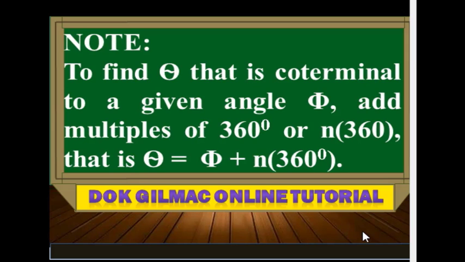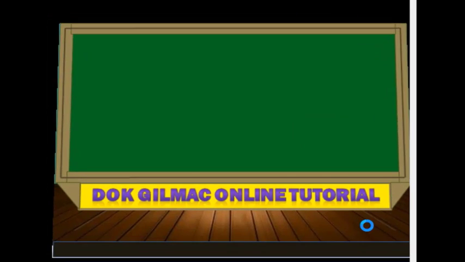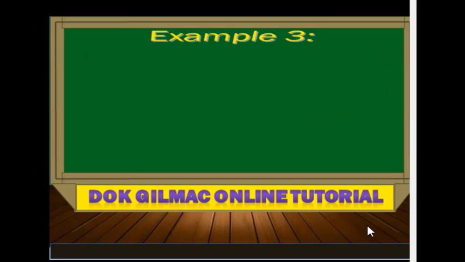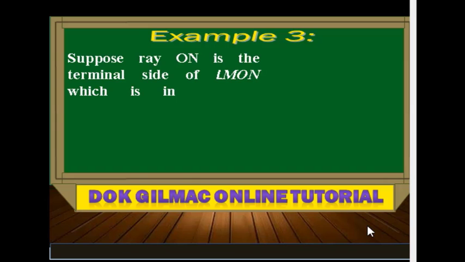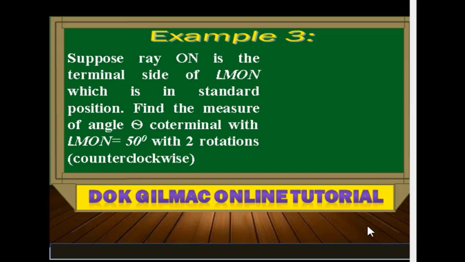Take note, to find theta that is coterminal to a given angle phi, add multiples of 360 degrees, or n times 360, that is, theta is equal to phi plus n times 360 degrees. Let's have an example. Example number 3. Suppose ray ON is the terminal side of angle MON, which is in standard position. Find the measure of angle theta coterminal with angle MON, which is equal to 50 degrees, with two rotations counterclockwise.